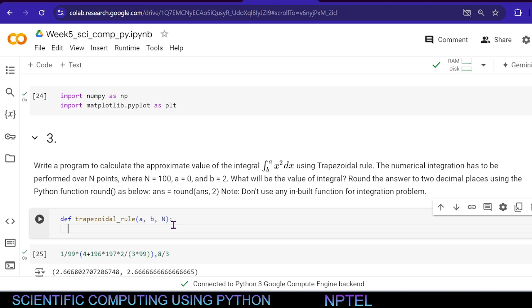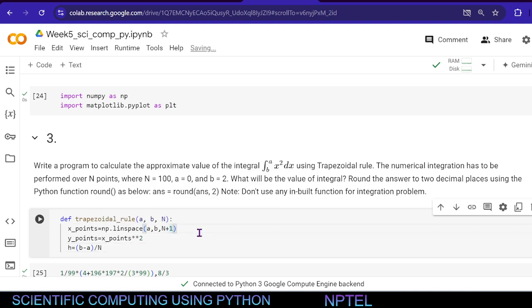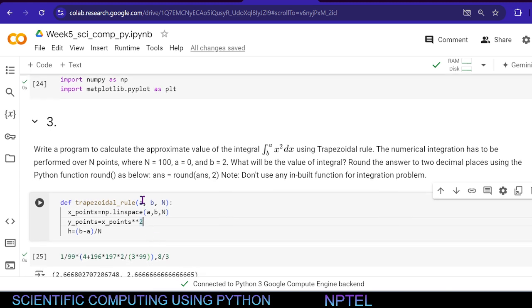First we need the points x_j's. So x points, which will be np dot linspace from a to b, with only n points, because we have just n points. And y points. We should have some f, right? Because we need to integrate that function. So y points should be a function of x points.